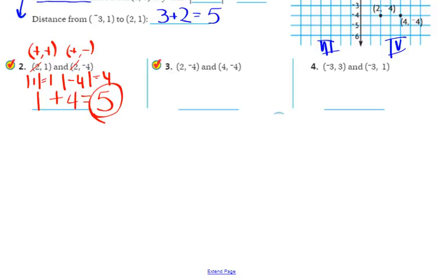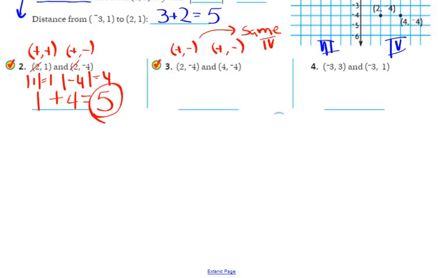All right, let's go over to question 3 here. We're going to ignore the grid completely and focus just on applying absolute value to find distance on the coordinate plane. I have a 2, negative 4 and a 4, negative 4. Looking at my symbols, I have a positive and a negative here, and a positive and a negative here. That tells me my signs match, so I am in the same quadrant. We are all located in quadrant positive, negative, which is quadrant 4.